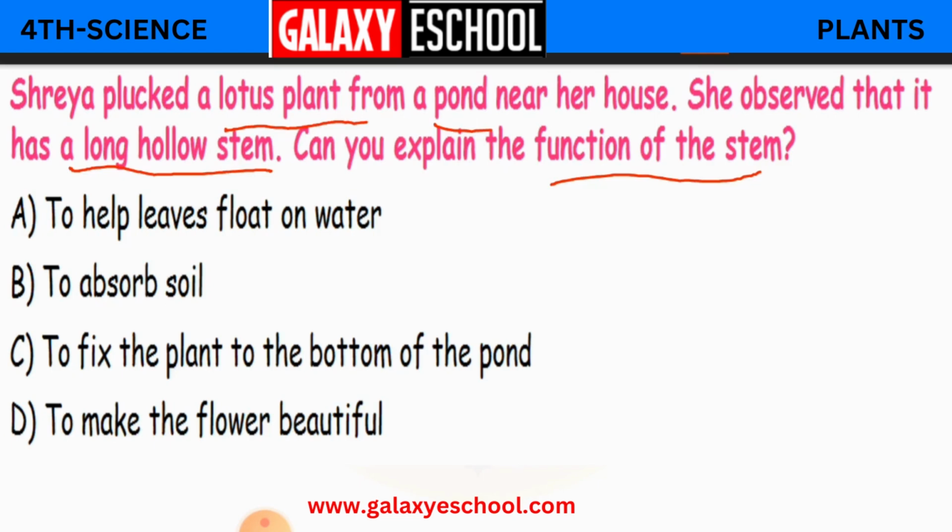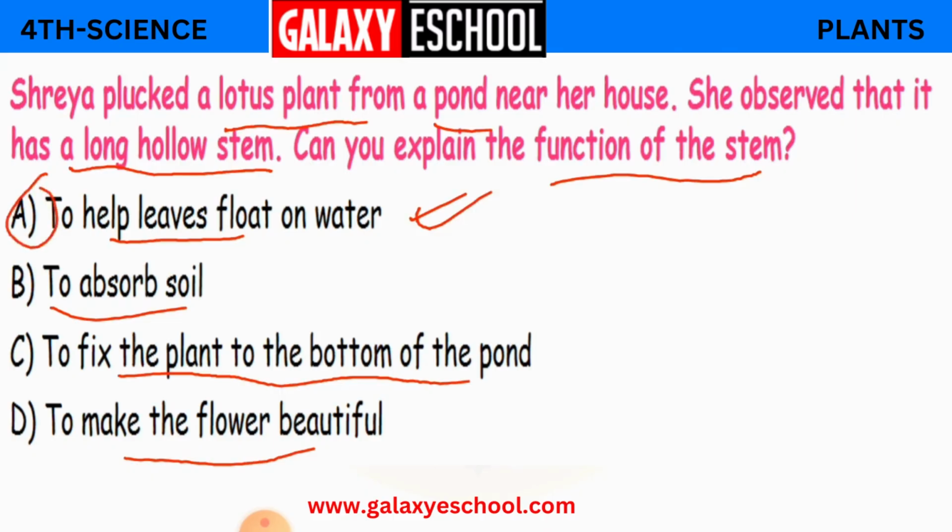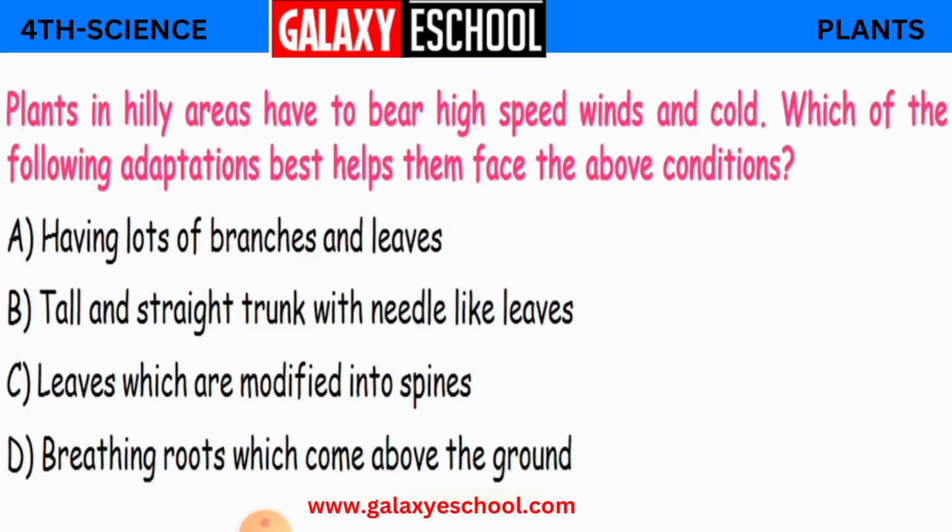The options are: to help leaves float on water, to absorb soil, to fix the plant to the bottom of the pond, or to make the flower beautiful. Okay, what happens with this stem children? What does it do? It helps the leaves to float on the water. So that is why A is our correct answer. Clear children? Now the fourth question.